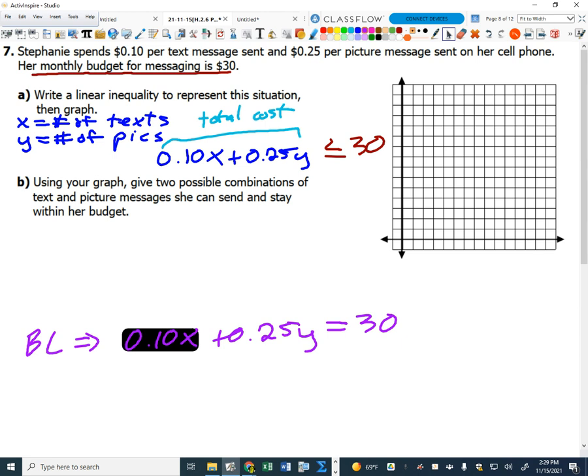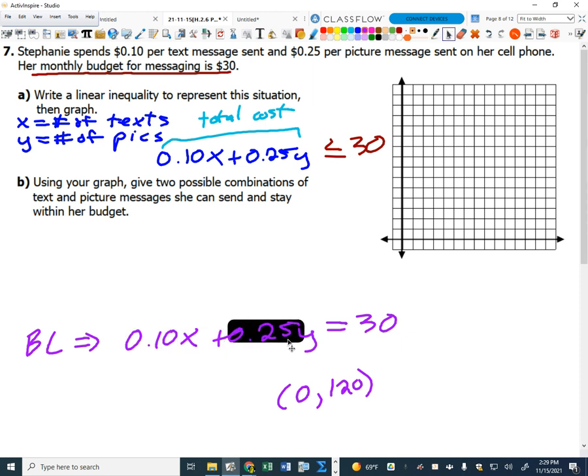So we're covering up the x. What do we get for y? 30 divided by 0.25, same thing as 30 divided by 1/4. You divide by a fraction, you multiply by the reciprocal. So what do we get? 120. Yeah, makes sense. $30 would be how many quarters? 120 quarters, wouldn't it? So we've got the ordered pair: x is 0, y is 120.